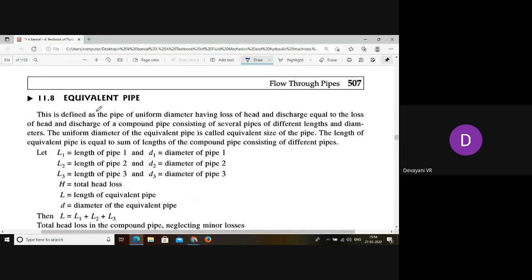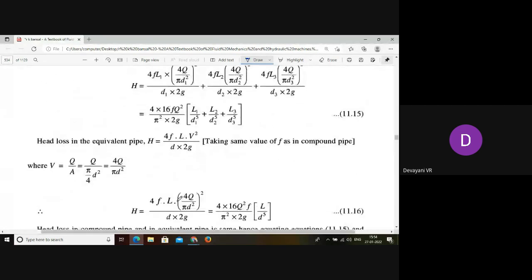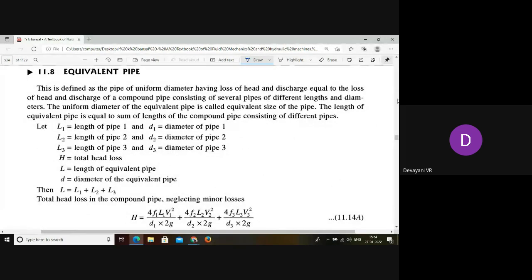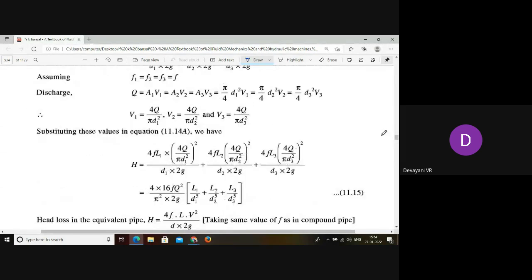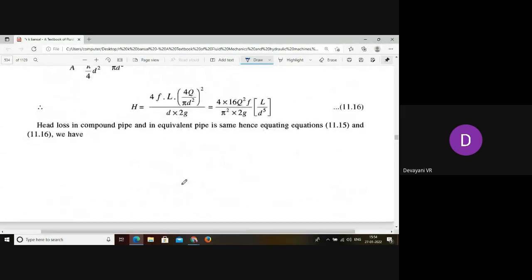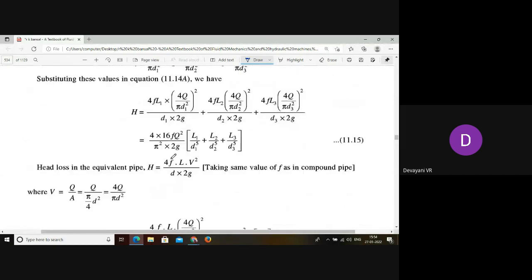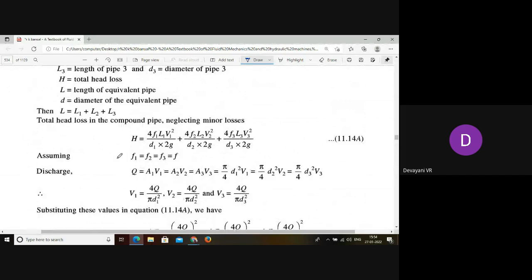So next topic is equivalent pipe. Equivalent pipe is nothing but if all the pipes are having same diameters. Suppose if all the pipes are having same diameters, in that case the total head loss can be calculated by using the formula H equals to HF1 plus HF2 plus HF3 only.